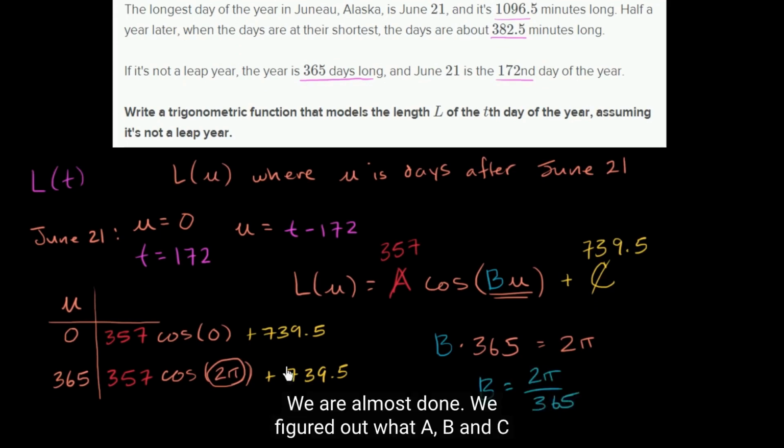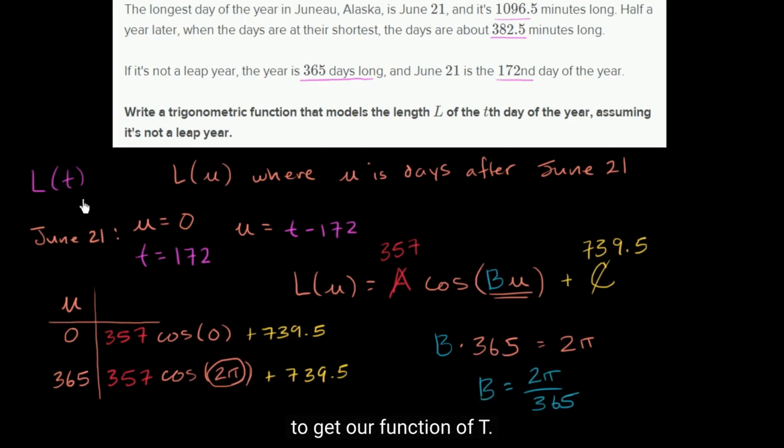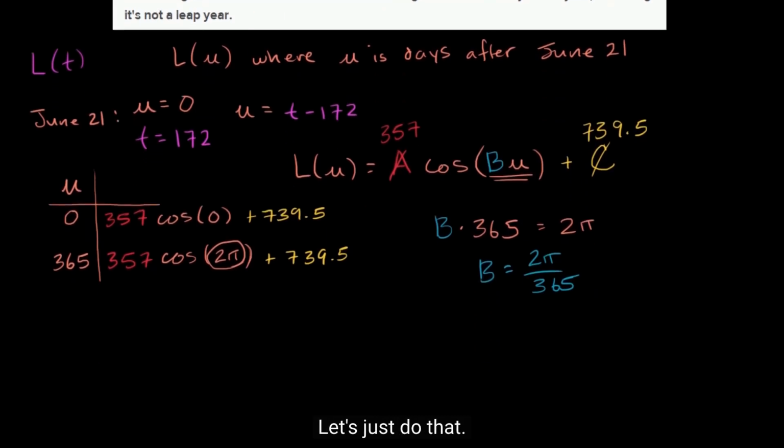And we are almost done. We figured out what A, B, and C are. Now we just have to substitute u with t minus 172 to get our function of t. So let's just do that. So we deserve a little bit of a drum roll now. L of t is equal to.